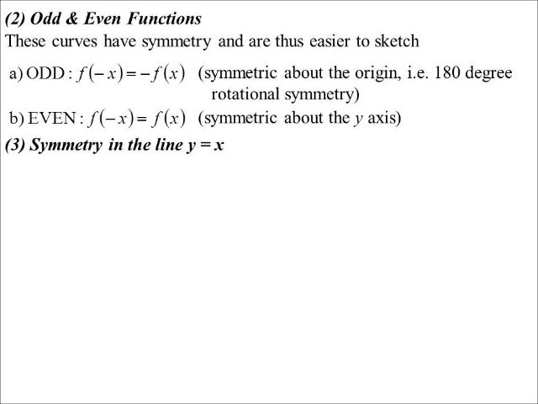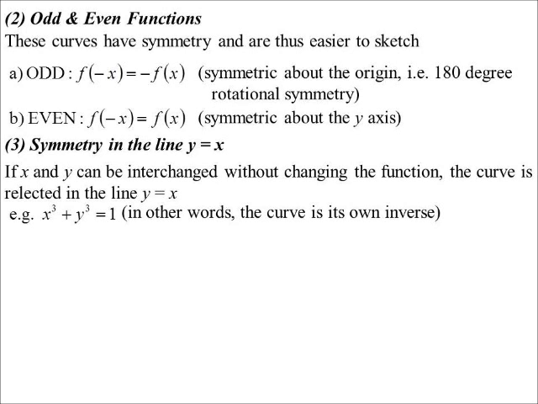Haven't talked a lot about symmetry in the line y equals x. The main thing we talked about with y equals x was when we were talking about inverse functions. Remember, an inverse was a reflection in the line y equals x. Well, if we've got symmetry in the line y equals x, what happens? Well, basically it means we can swap the x and the y and it doesn't change the function. So it is its own inverse, if you like. The simplest one, I suppose, is the basic hyperbola there. I mean, if you swap x and y around, it becomes x equals 1 on y, but it's still the same curve. x cubed plus y cubed equals 1 would be an example of that.